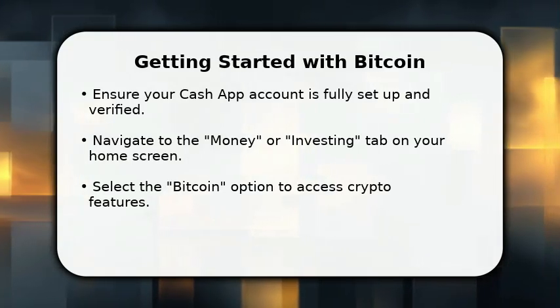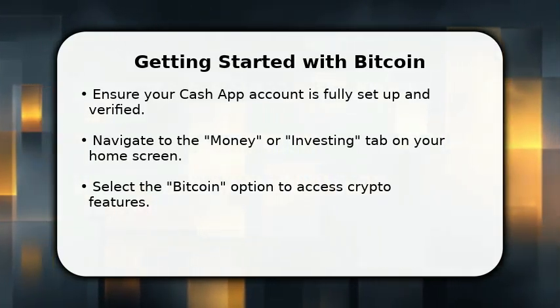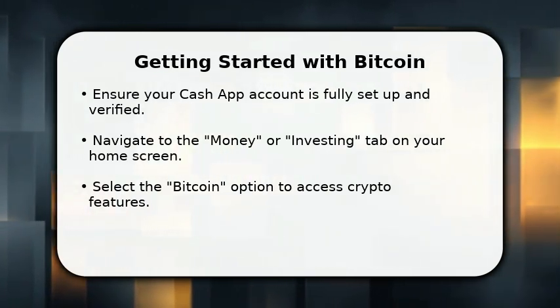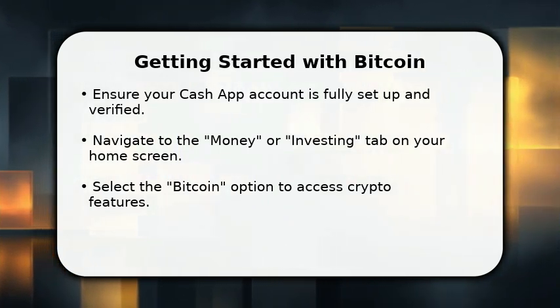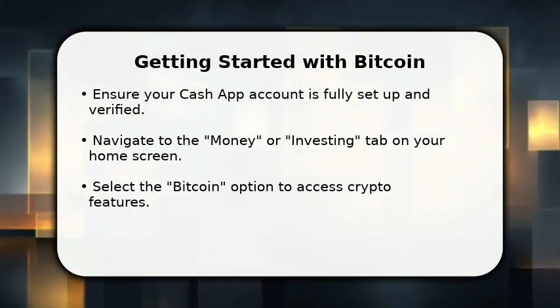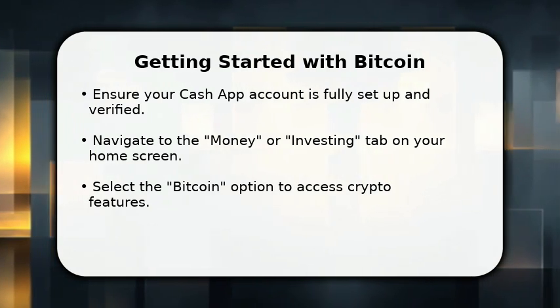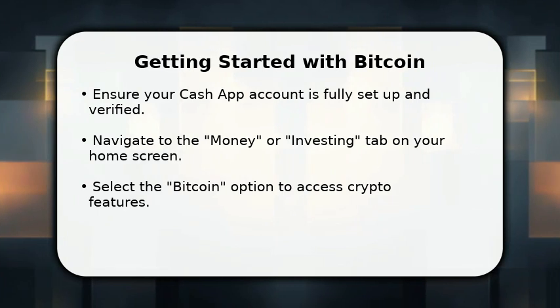In this video, I will explain how to accept Bitcoin requests on Cash App. First, ensure your Cash App account is fully set up and verified, which often involves providing your full name, date of birth, and sometimes a photo ID. Once verified, open the app and tap on the Money or Investing tab at the bottom of your home screen. Then, select the Bitcoin tile to access all the cryptocurrency features.